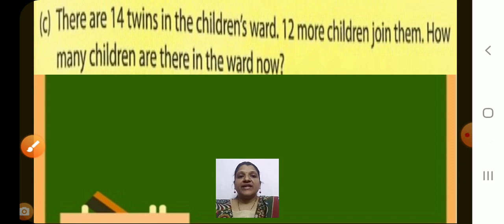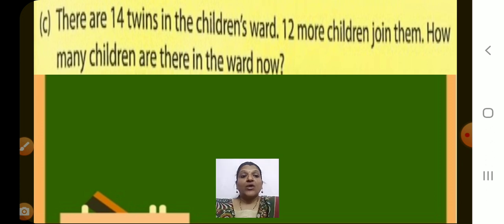There are 14 twins in the children's ward. 12 more children join them. How many children are there in the ward now? Children, do you know what are twins? Yes, two brothers or sisters who are of same age, real brothers or sisters who are of same age and who look alike. You know twins, right? So 14 twins means 14 pairs of 2 children each.